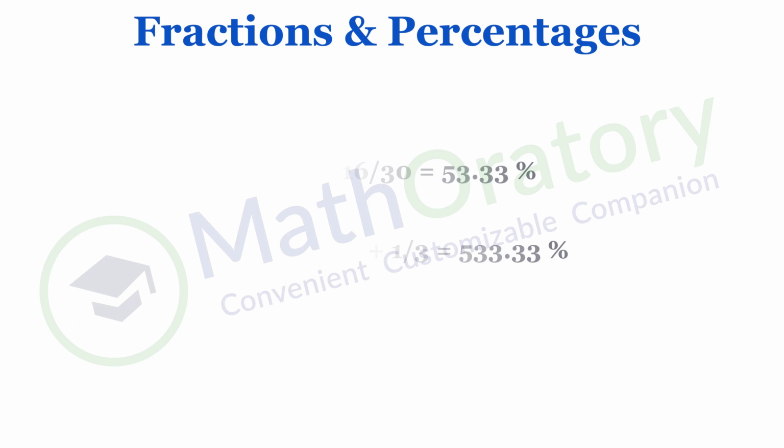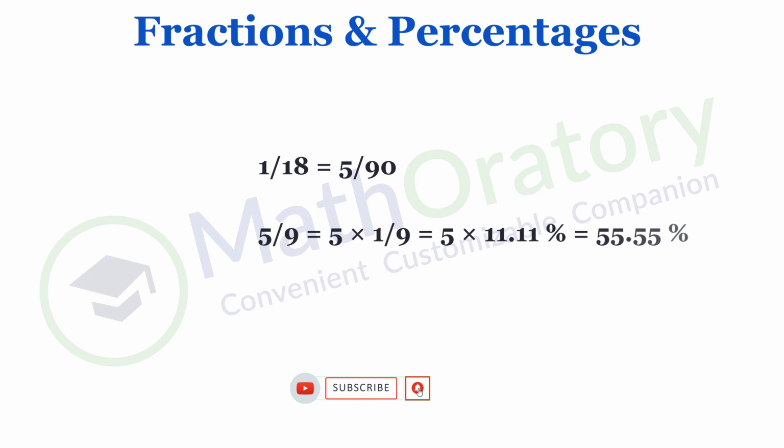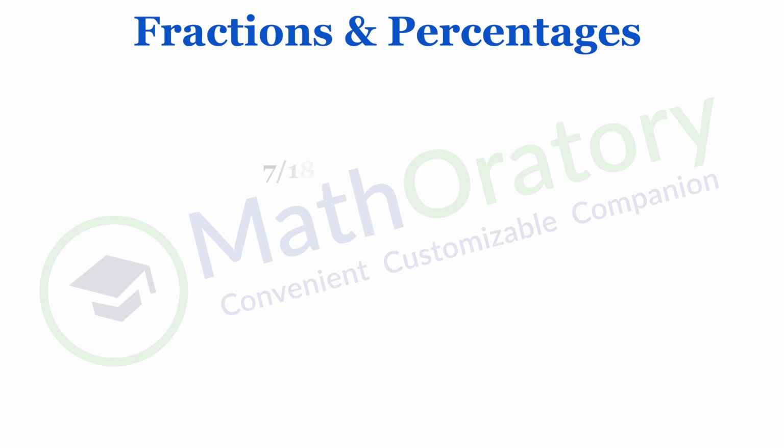Check this out. इसमें क्या करोगे? ऊपर नीचे 5 मल्टीप्लाई कर दो. देखो 5 by 9 is 55.55. Hopefully you remember the 1 by 9 thing, right? 11.11. तो 5 by 9 क्या होगा? 55.55. Divide by 10 मतलब क्या हो गया? 5.55%.